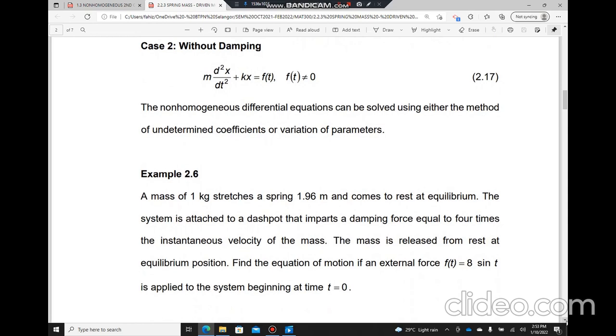Okay, so kita consider for the example 2.6. A mass of 1 kg stretch a spring 1.96 meter and comes to rest at equilibrium. The system is attached to a dashpot that imparts a damping force equal to 4 times the instantaneous velocity of the mass. The mass is released from rest at equilibrium position. Find the equation of motion if an external force Ft equals to 8 sin t is applied to the system beginning at time t equals to 0.